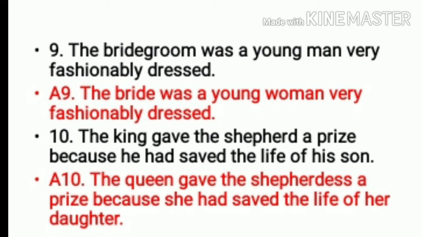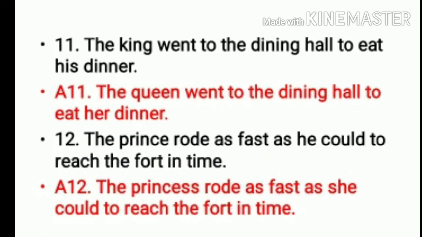So your 10th answer will be: the queen gave the shepherdess a prize because she had saved the life of her daughter. 11th: the king went to the dining hall to eat his dinner. So your answer 11: the queen went to the dining hall to eat her dinner. 12th one: the prince rode as fast as he could to reach the fort in time. So your 12th answer will be: the princess rode as fast as she could to reach the fort in time.